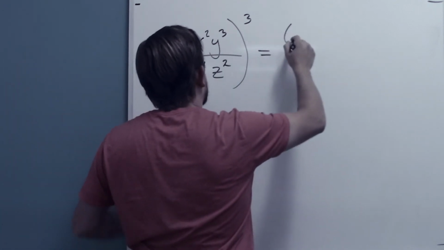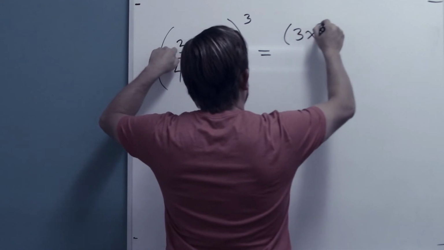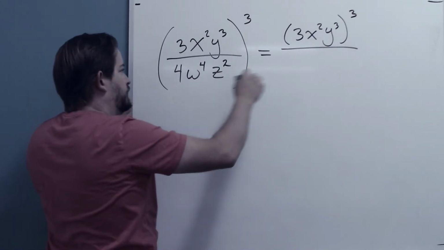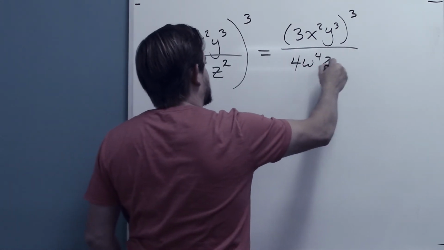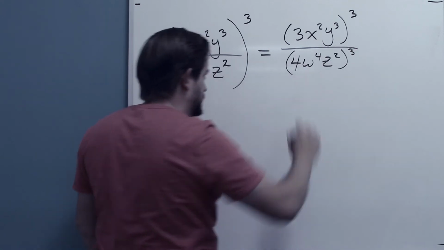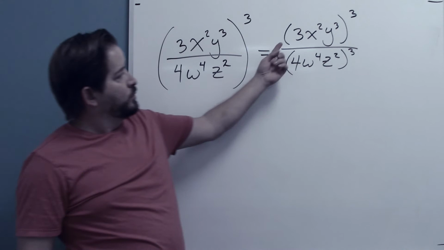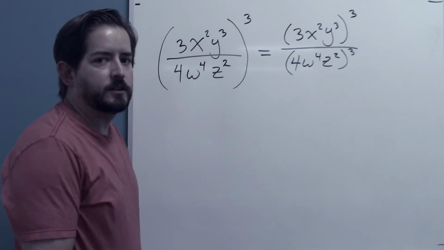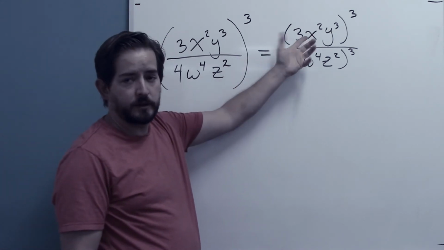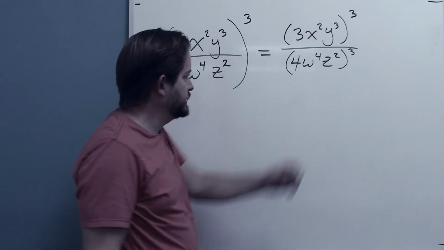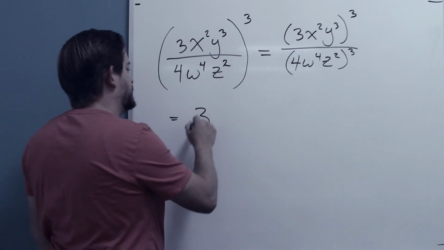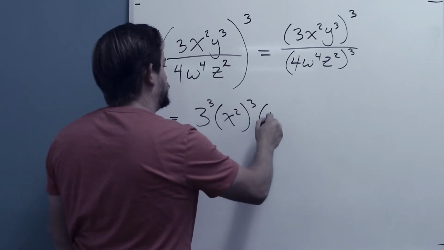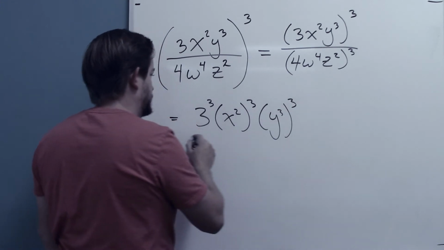So working this out piece by piece, that numerator, 3x squared y to the third, gets raised to the third. As does the denominator, 4w to the fourth z squared also gets raised to the third. Right? Now I've got a product that gets raised to the third in my numerator. I've got a product that gets raised to the third in my denominator, so I will just distribute it, right? The 3 gets to the third, the x squared gets raised to the third. So this is 3 gets raised to the third. This x squared gets raised to the third, and this y to the third gets raised to the third.